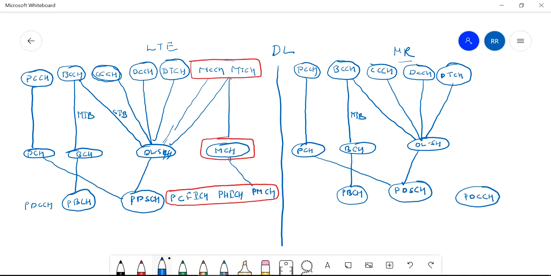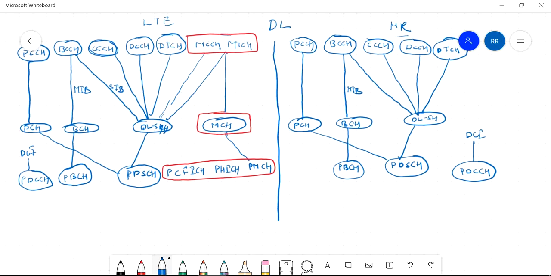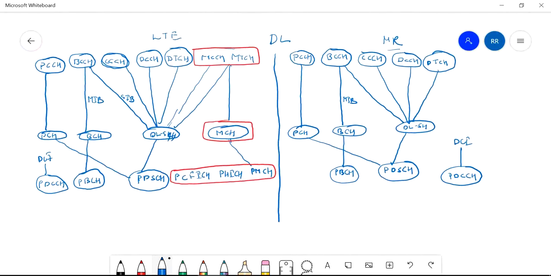Okay, now PDCCH, in LTE also, it is for downlink control information, DCI, and the same is here, DCI. So we can say that these red mark channels are not present in downlink. As far as downlink channels, logical channels, channel structure are concerned, these red mark channels are not there. Some extra thing is there.